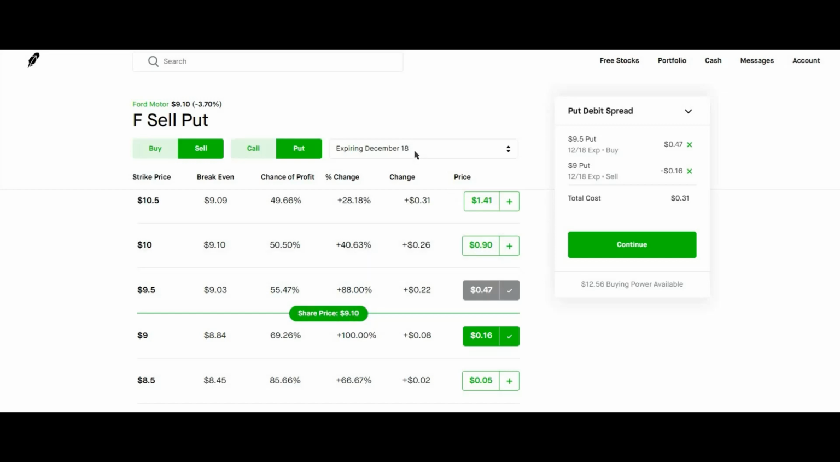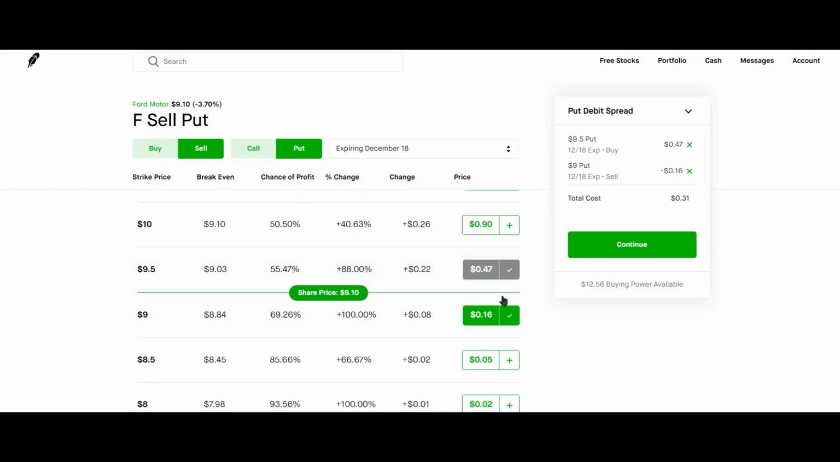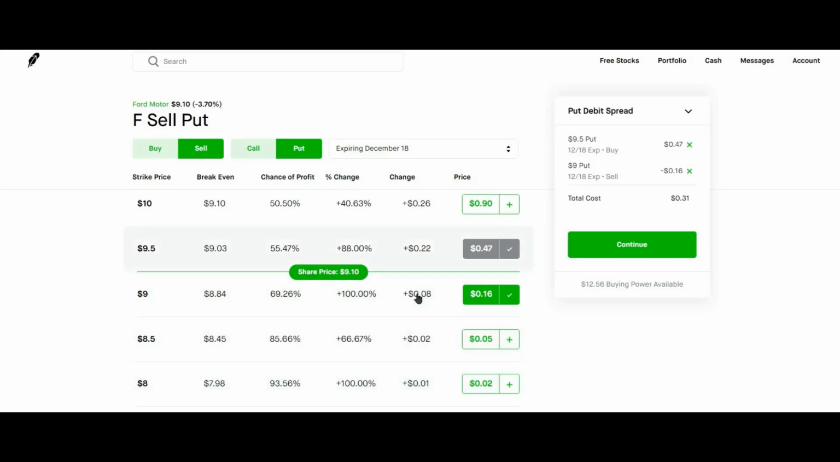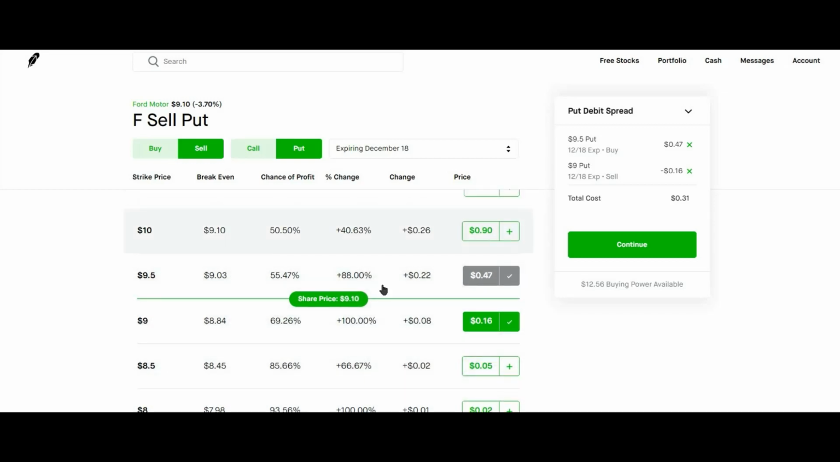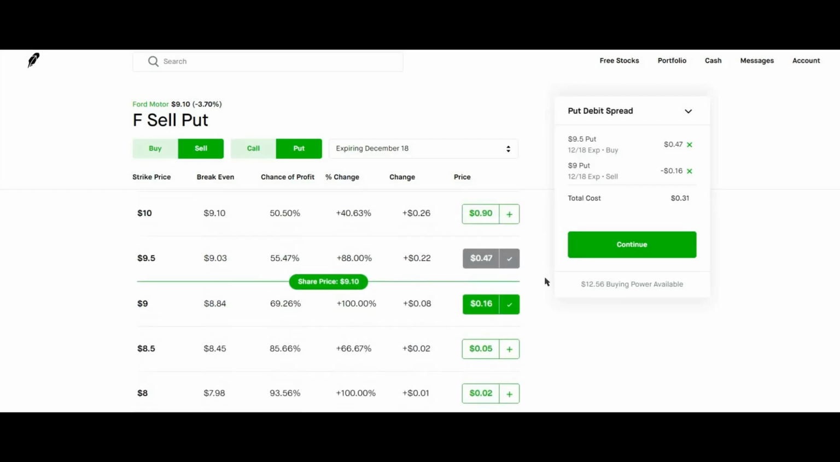If Ford is at $9.10 next week on the 18th, which is what its current price is at, if it's at $9.10 still, this would still be worth $40 a contract, which is more than the $31 that it costs now. And the max equity is $50. So that's another good way for you to make some money doing debit spreads, is by finding companies that don't move a whole lot over a certain period of time and playing right around the share price. A lot of times you can find some really good deals like this, and some pretty low risk stuff as well.